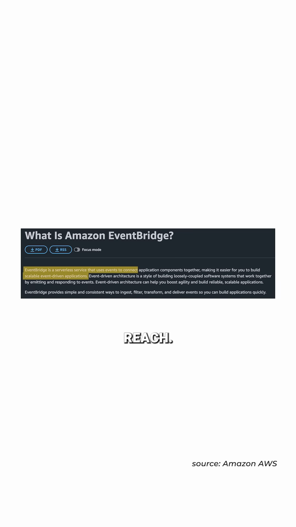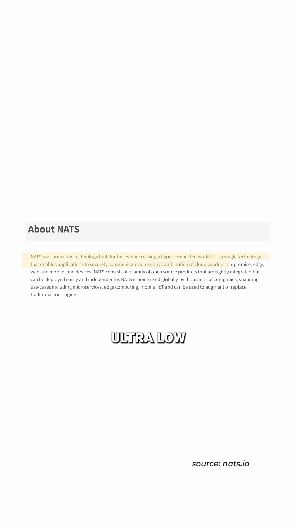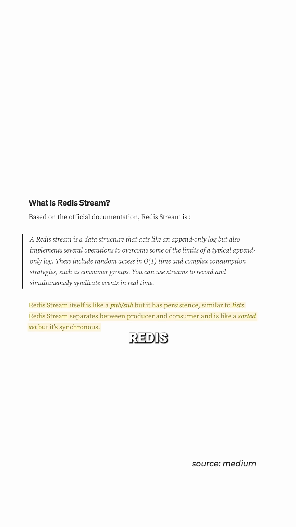Modern message buses like Apache Kafka can handle millions of events per second across distributed clusters. Google PubSub provides cloud-native event streaming with global reach. AWS EventBridge connects hundreds of different services and applications. NATS delivers ultra-low latency messaging for real-time systems. Redis Streams combines the familiar Redis ecosystem with persistent event streaming capabilities.